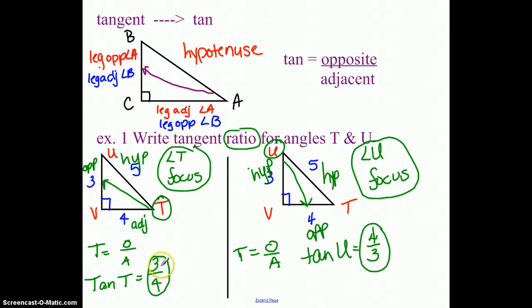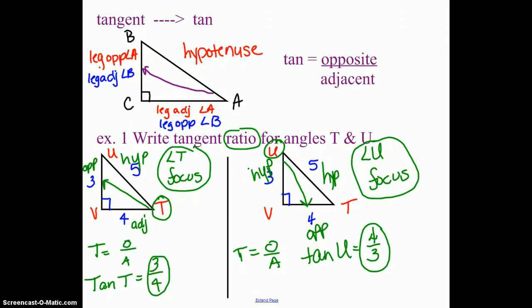Now look at these two answers. I have 3 over 4 and 4 over 3. Don't you see how they're reciprocals of each other, or the flipped over version of each other? That's going to be true anytime you look at the two angles and find the tangents in a right triangle. Remember, those two angles cannot be the 90-degree angle.